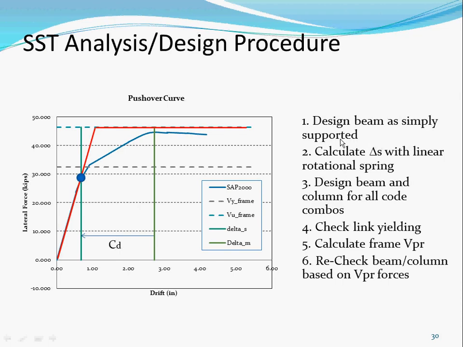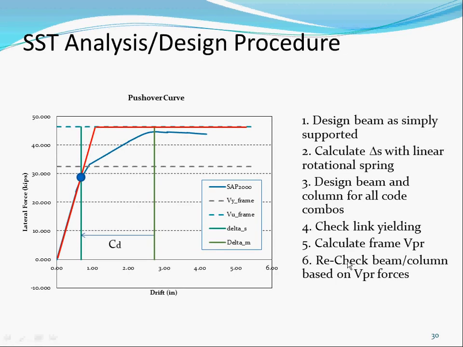So to design the beam, just to summarize it, simply calculate delta with linear springs, design the beam and column for all the load combinations, check the link yielding, and then we will calculate VPR if we have to, and then we check the beam and column based on this one.